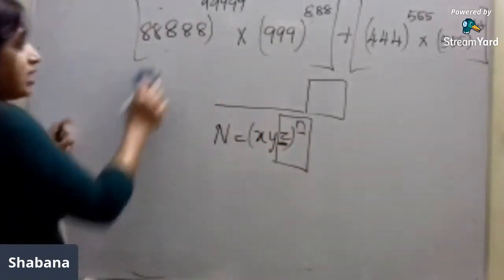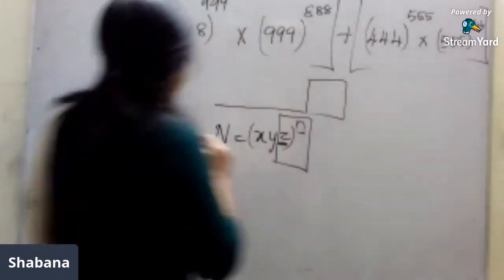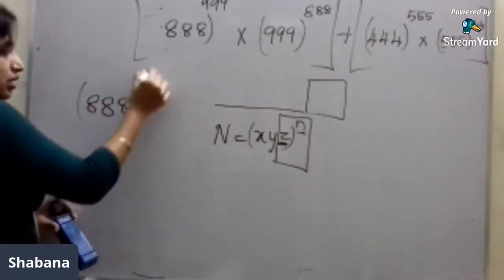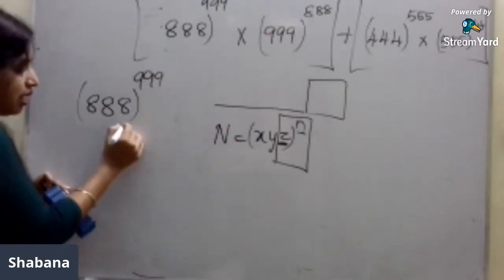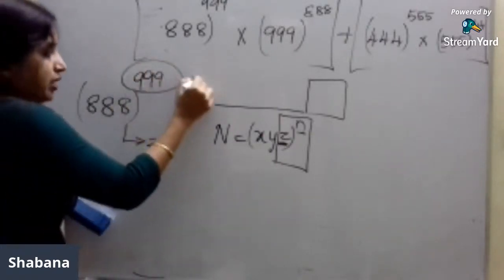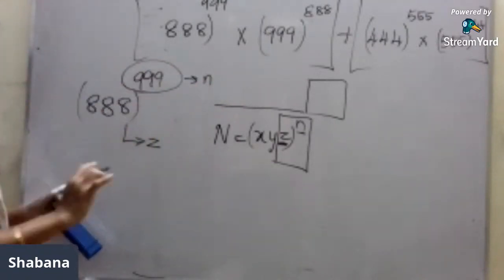Now let's take this example. Let us take 888 to the power 999. In this case, 8 is my z and 999 is my n.